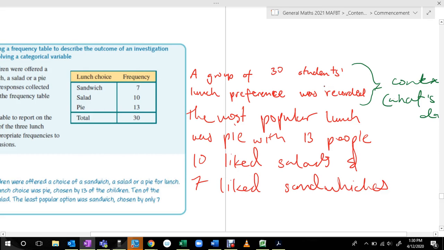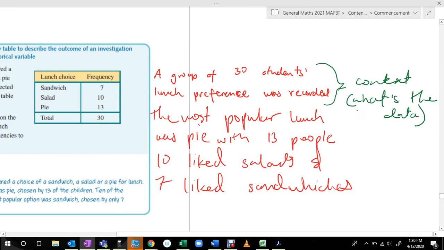Okay, so this is what your report should have. Context, and then tell me the mode. So the modal, which is this one, the most frequent. And then the third part is just tell me 2 or 3 other numbers. But you have to mention the numbers for them, yeah? Don't just say next there was salad and then last there was sandwich. You have to tell me the amount for each one.